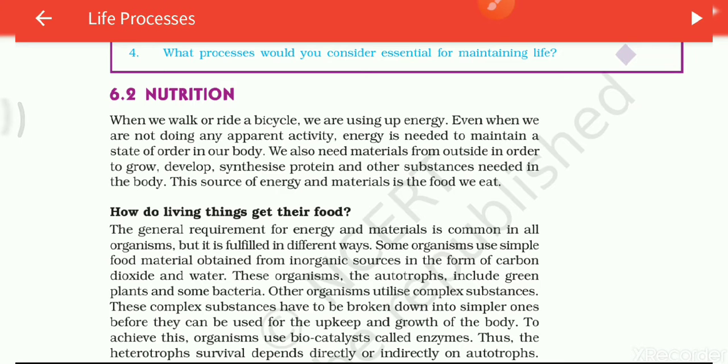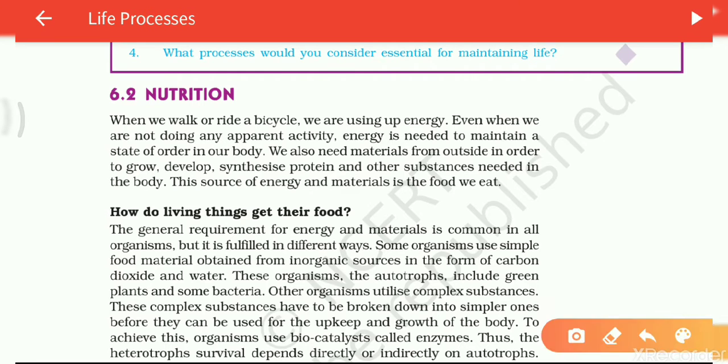Nutrition is a process of intake of nutrients, and the nutrients include carbohydrates, fats, proteins, minerals, vitamins, and water. When these nutrients are taken by an organism, as well as the utilization of these nutrients by the organism, that process is called nutrition. In a simple way, nutrition is the process of intake of nutrients by an organism as well as the utilization of these nutrients by the organism.